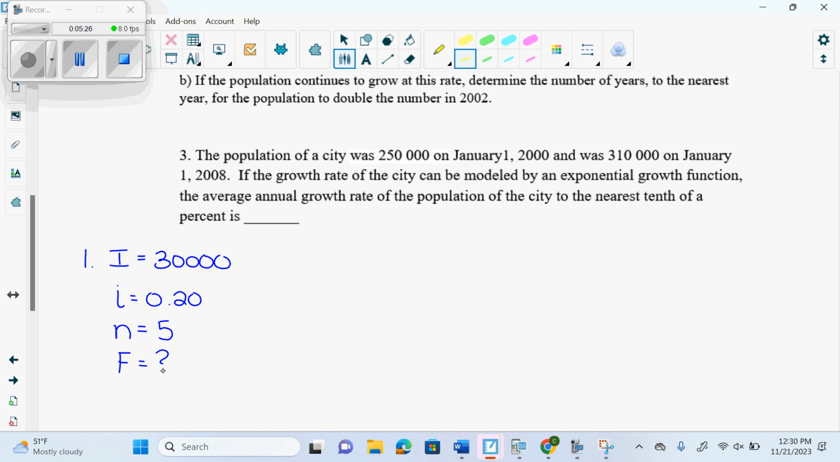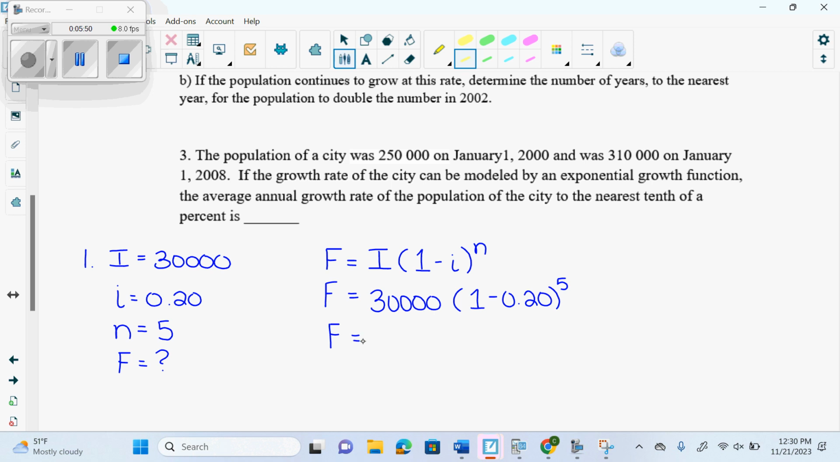So let's fill it into our formula. It's the depreciating formula, so F equals capital I times (1 minus interest rate) to the N. My final, which is what I'm finding, equals 30,000 times (1 minus 0.20) to the 5. So I get F equals what? Let's look at this for a second. This is 30,000 times 0.80 to the 5. Is this value less than 1?